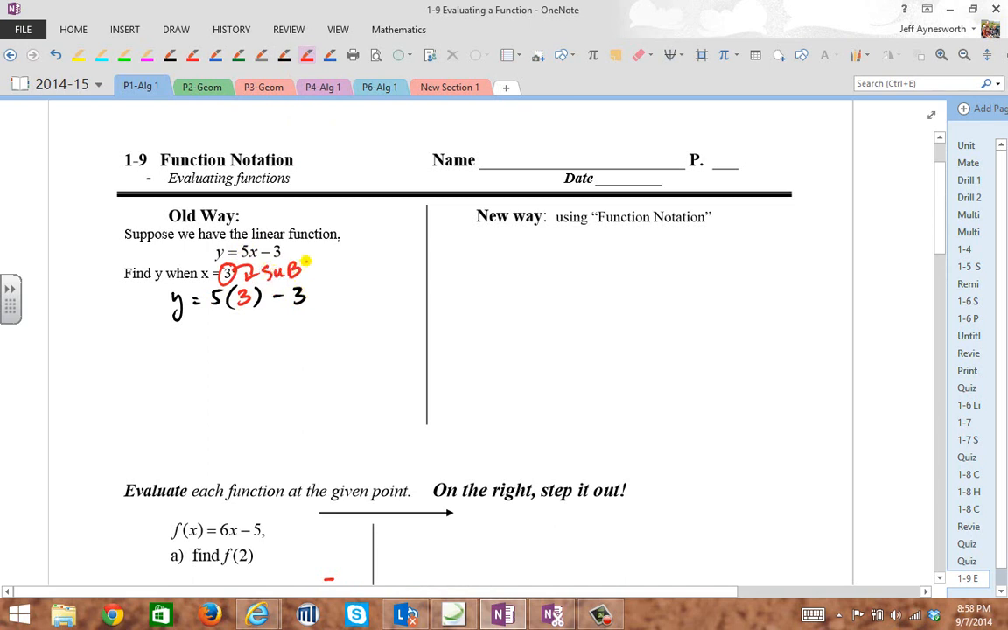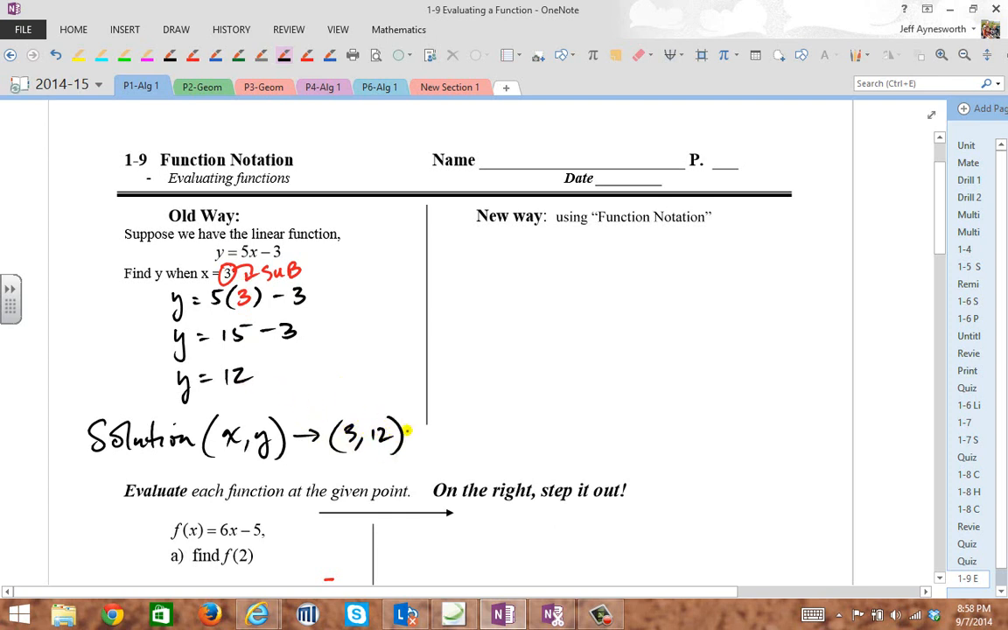SB stands for substitute. So let's do that, and let's follow the order of operations. We know that 5 times 3 is 15, so y is equal to 15 minus 3, and obviously that's 12, so y is 12. If you want to write this as an ordered pair or as a solution, we always write it as x comma y, as you guys know. So x is 3 and y is 12, so 3 comma 12.